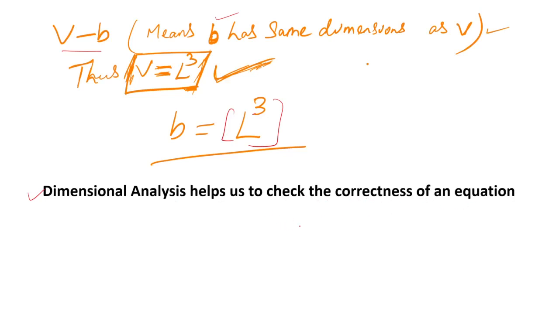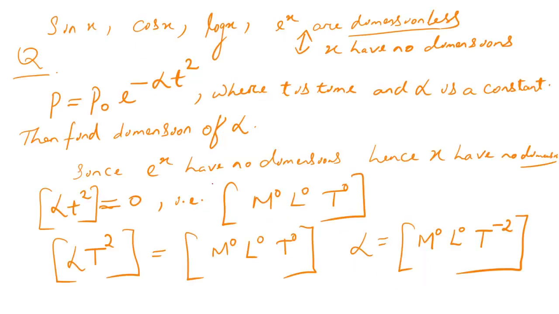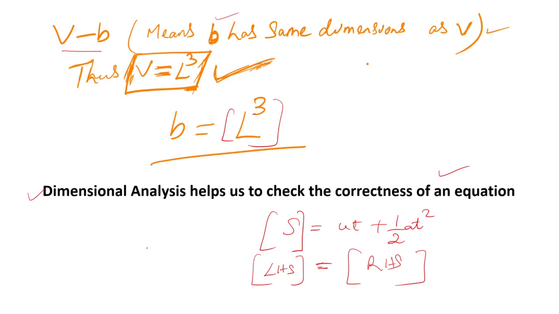If s is equal to ut plus half at square is an equation, then the dimension of s, that is left hand side LHS, is equal to the dimension of RHS. The dimension of left hand side should always be equal to the dimension of right hand side for a correct equation. In questions you see various options, with four equations, and you are asked which of the following equations are correct. In that case you have to go through the dimensional analysis.